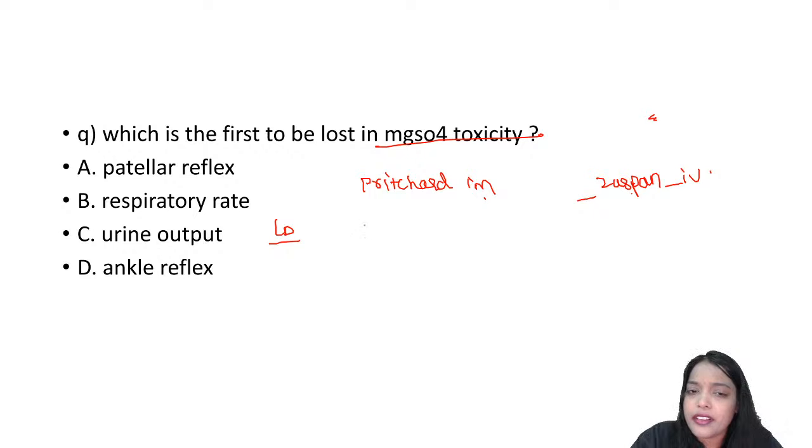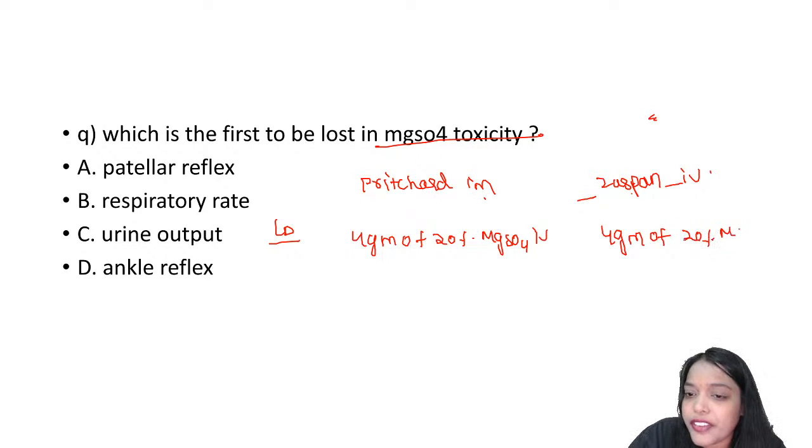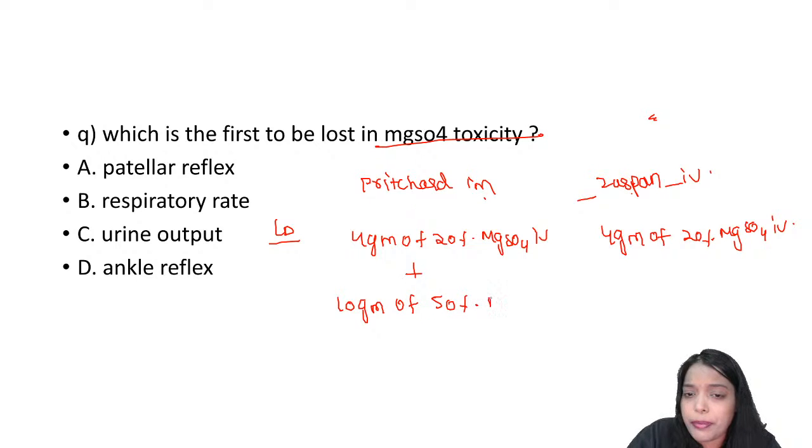In Pritchard, it is 4 grams of 20% magnesium sulfate IV, slow IV over 10 to 15 to 20 minutes. Zuspan is also 4 grams of 20% magnesium sulfate IV. Pritchard, it is plus 10 grams of 50% magnesium sulfate IM, 5 grams in each buttock.